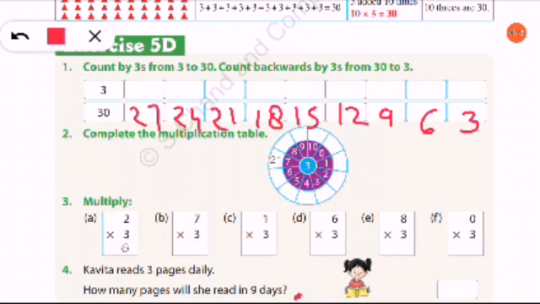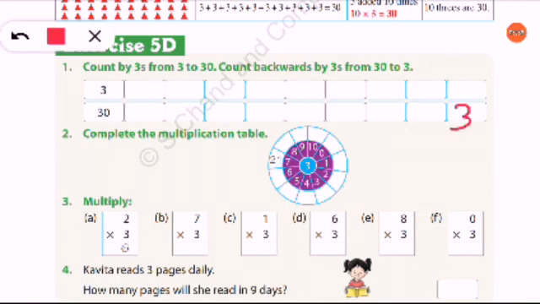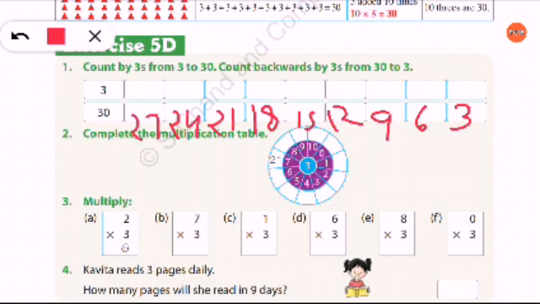If you are having a problem writing like this, you can start from here also. See, 3 1s are 3, 3 2s are 6, 3 3s are 9, 3 4s are 12, 3 5s are 15, 3 6s are 18, 3 7s are 21, 3 8s are 24, 3 9s are 27, and 3 10s are 30. Hope you have done this. You can do this question from here or from this way. Both are correct, but write the table very correctly.